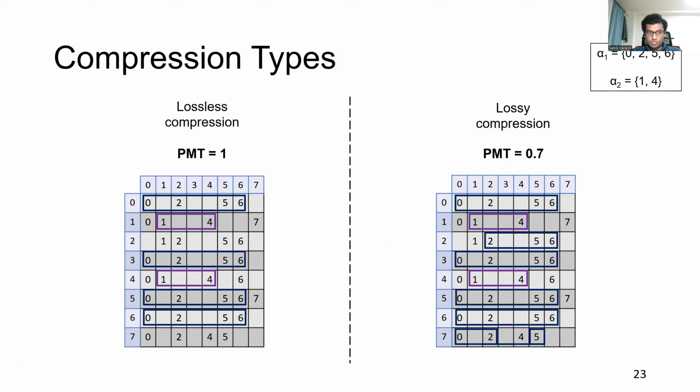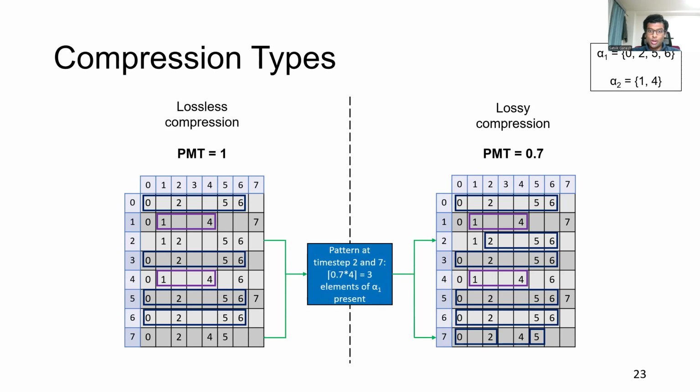Now, FSPC supports both lossless and lossy compression, and this is controlled by the PMT value. A PMT value of 1 indicates lossless compression, whereas any value less than 1, such as 0.7, indicates lossy compression. It should be noted that at PMT 0.7, the pattern at time steps 2 and 7 will also be taken because at least three elements of alpha 1 are present.